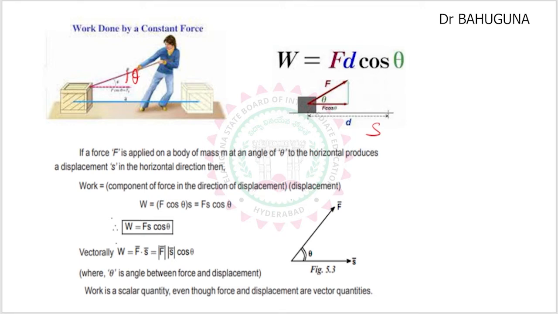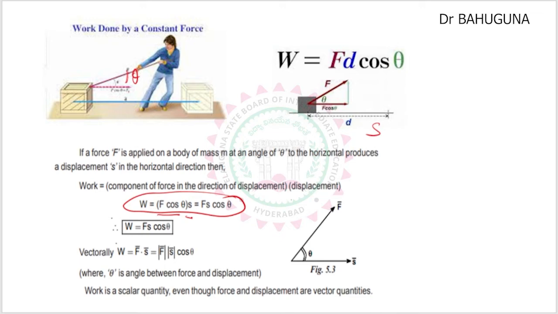What is the definition? Work is equal to the force component in the direction of displacement times the displacement. What is the component of force in the horizontal direction? It is F cos theta. Because it is a vector quantity, it can be resolved into two components: in the horizontal direction, F cos theta, and in the vertical direction, F sin theta. But I want the horizontal component here, therefore F cos theta is the force component. Displacement is S. So it is F S cos theta. This is the formula for the work done when a force is applied at an angle.